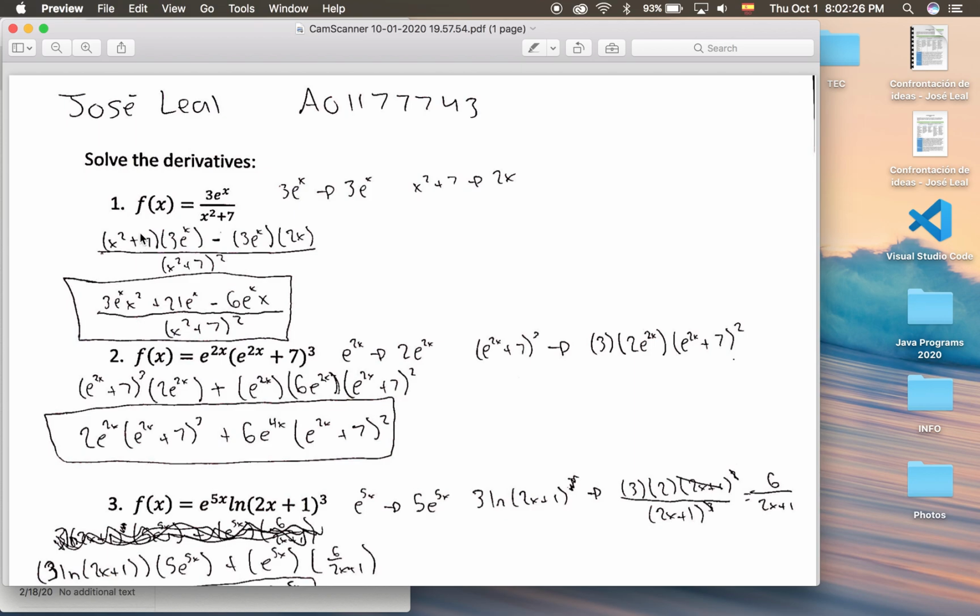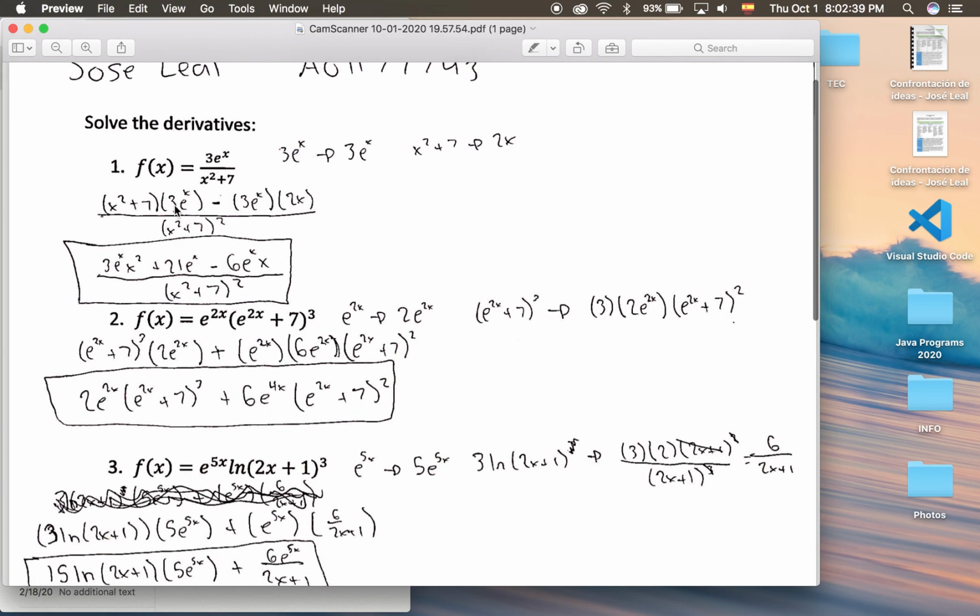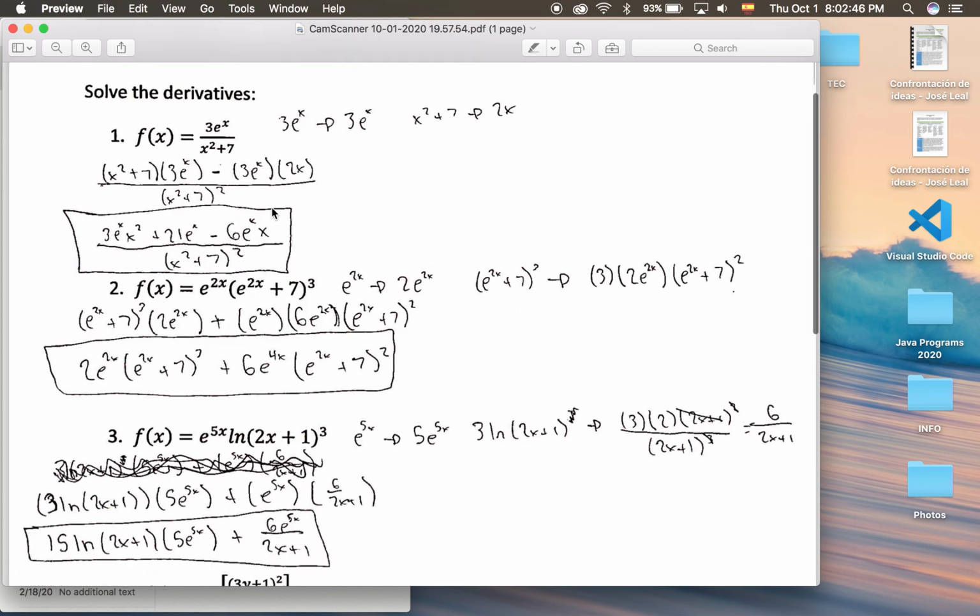The quotient rule consists of v times the derivative of u, minus v derivative times u, over v squared, and that's what I did. And then I simplified, multiplied both of these terms, using the distributive property, minus, again, these terms.